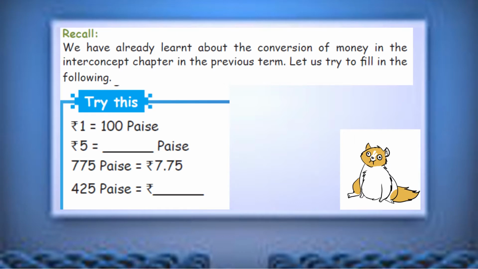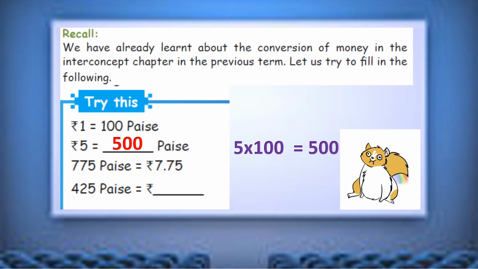Anyway, just a glance. 1 rupee equals 100 paise, so for 5 rupees, we multiply with 100, we get 500. So, 500 paise is the correct answer, or else multiply like this. We'll get the same answer. So, fill the answer here.